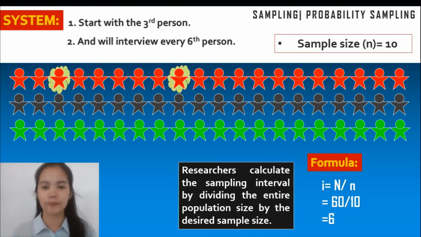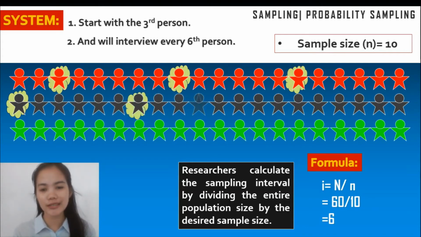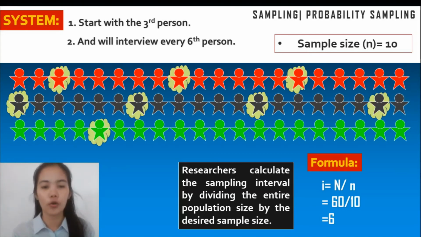Then let us count again. 1, 2, 3, 4, 5, 6. Sample. We repeat the count of six each time, and each sixth person is part of the sample, until we reach the end of the population.